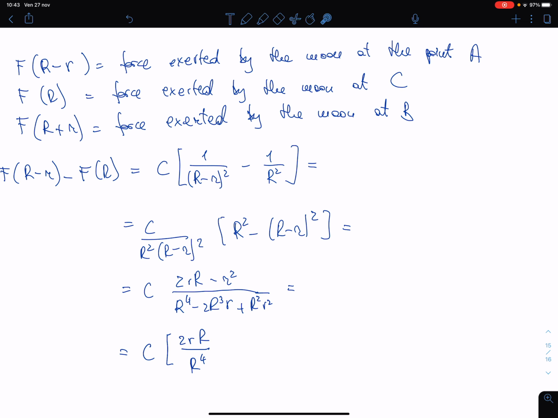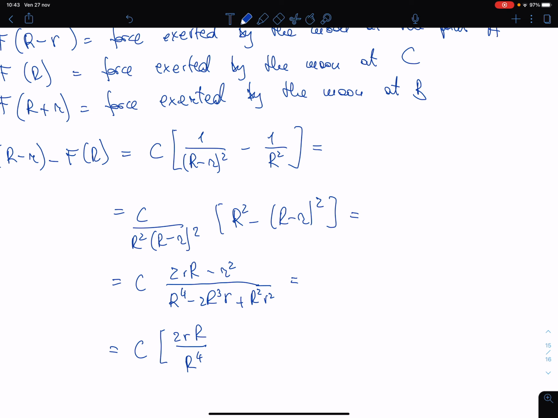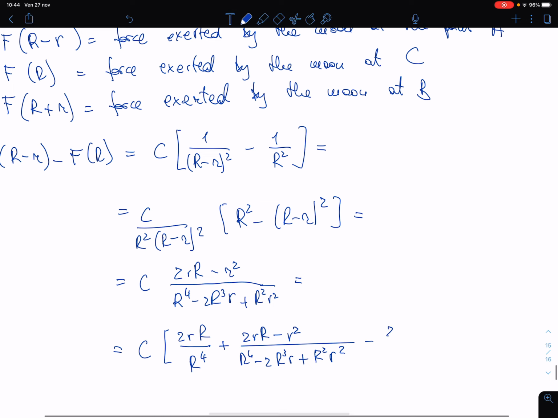So if I add this term here, then I will subtract here. So I just put here plus 2 small r times capital R minus r to the square, and here R to the fourth power, the original denominator, 2 R to the cube r plus r squared, minus the term I added at the beginning of the bracket, 2rR divided by R to the 4.